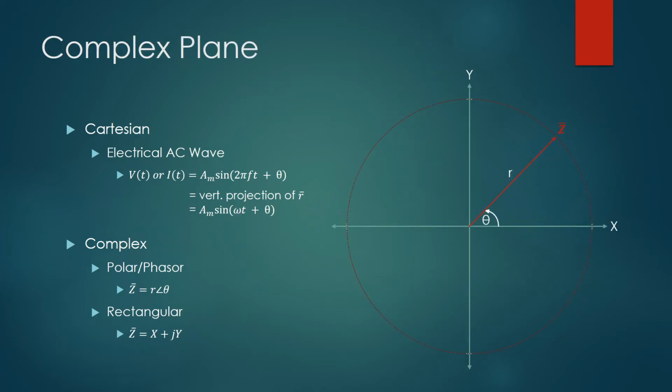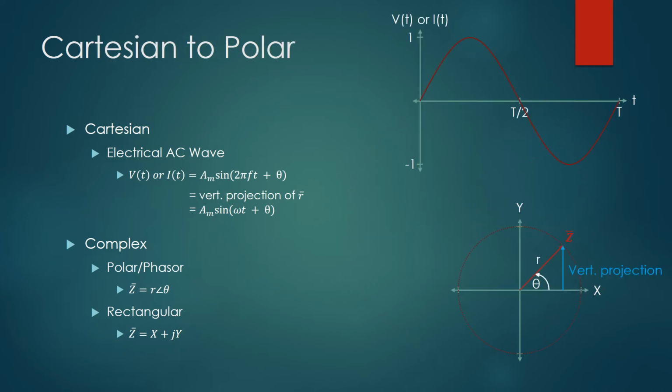Both polar and rectangular vectors exist on the complex plane, with a real x-axis and an imaginary y-axis. From the rectangular form, we can see that the vector z bar is just the sum of a real and imaginary vector. The j operator in the imaginary vector just rotates it 90 degrees anti-clockwise about the origin, so it points up. By convention, polar and rectangular forms don't use peak but instead RMS values.